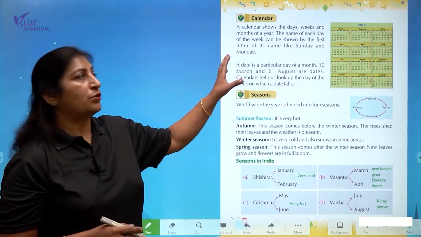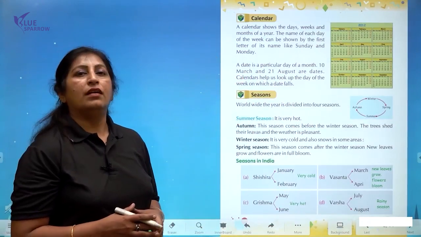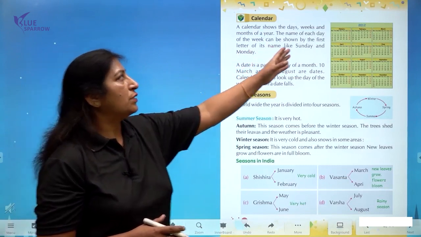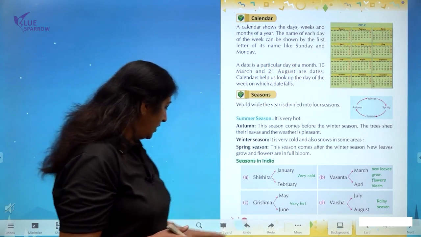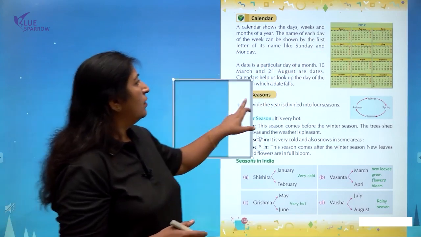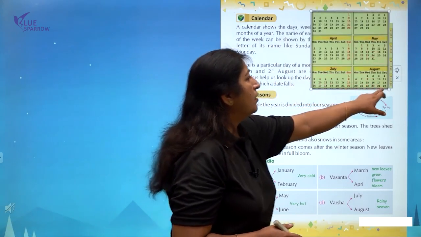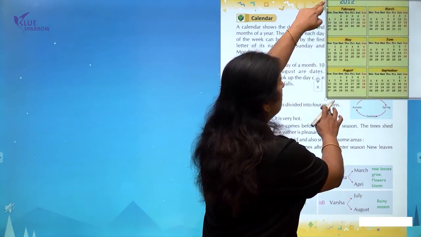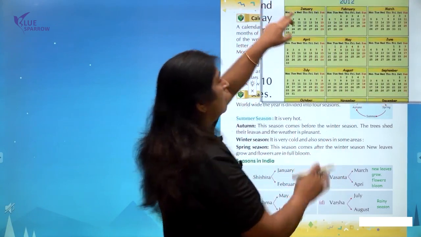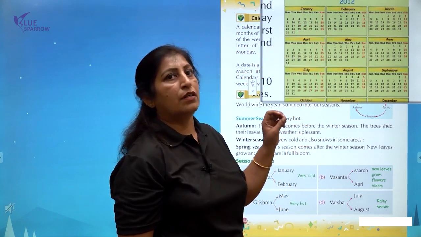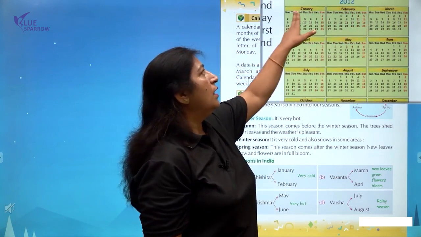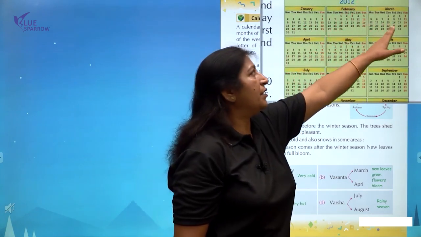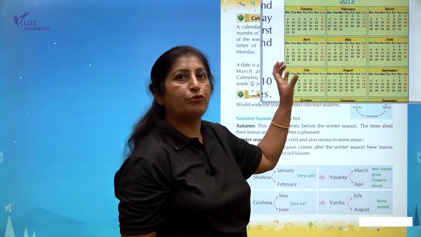Now we learn about the calendar. A calendar shows days, weeks and months of the year. You can see over here, this is the calendar of the year 2012. Names of the months have been written in complete form, in full form.